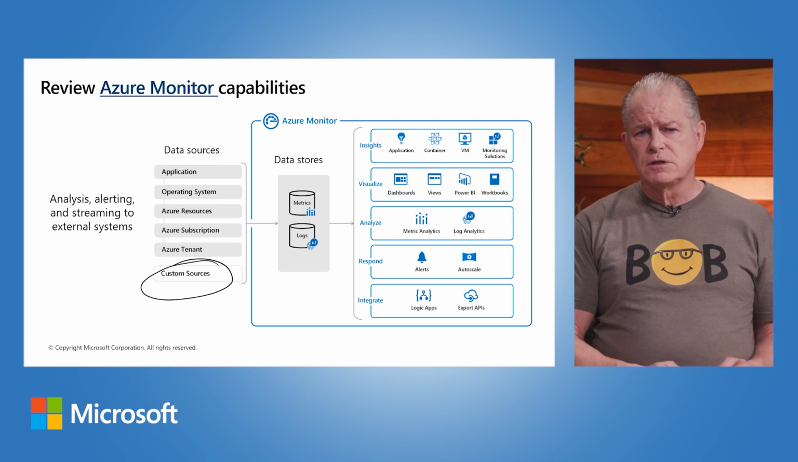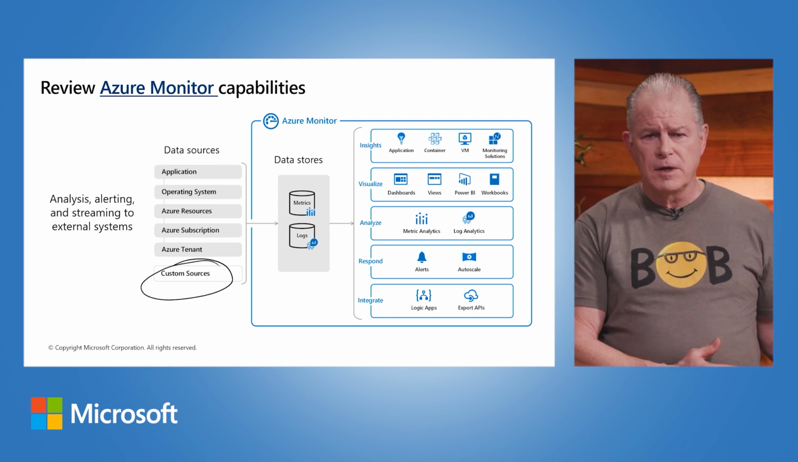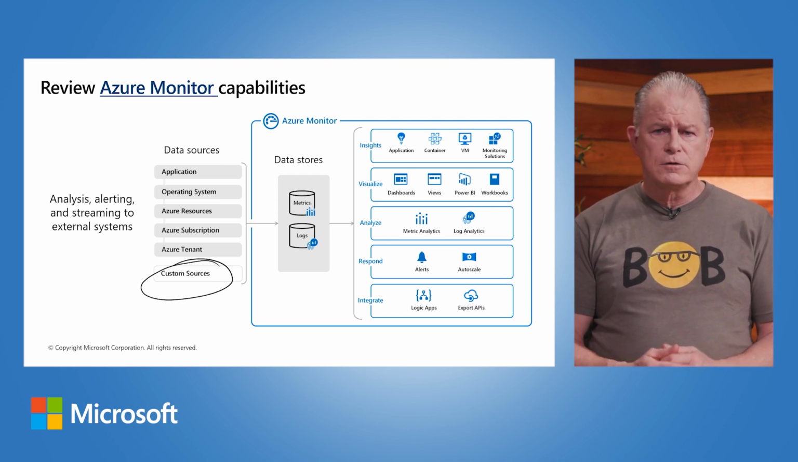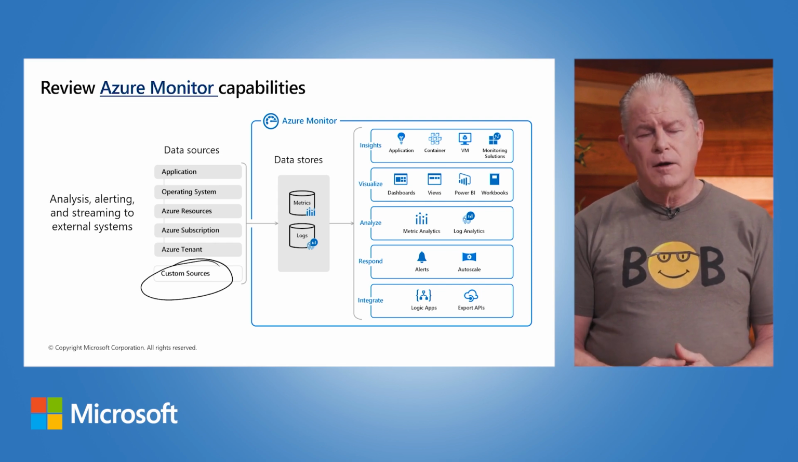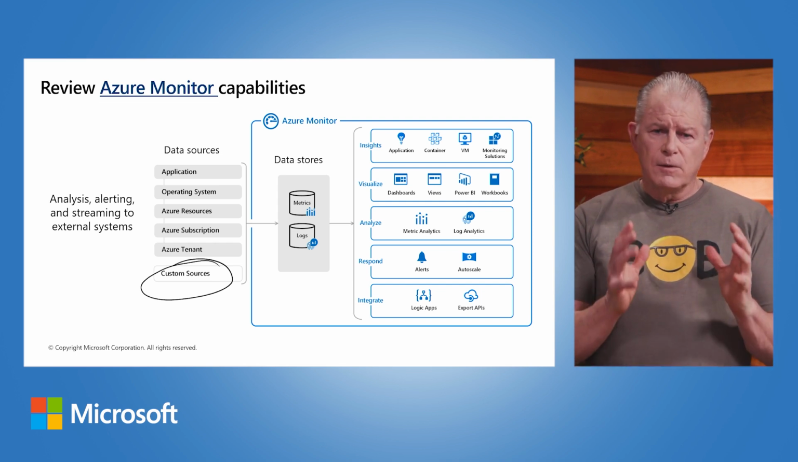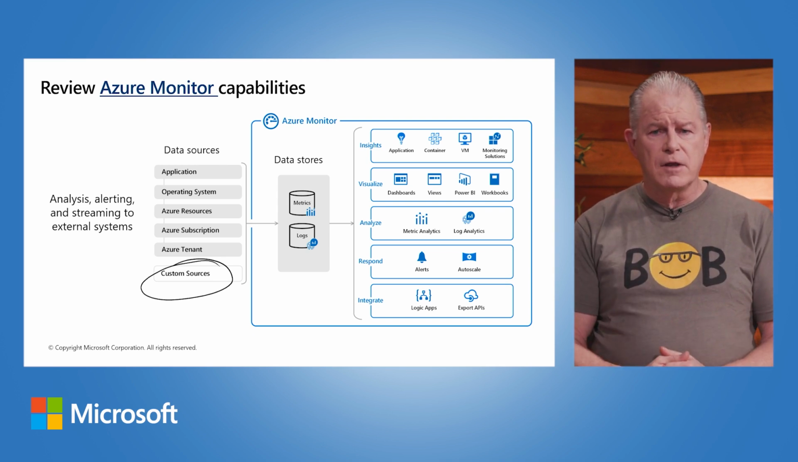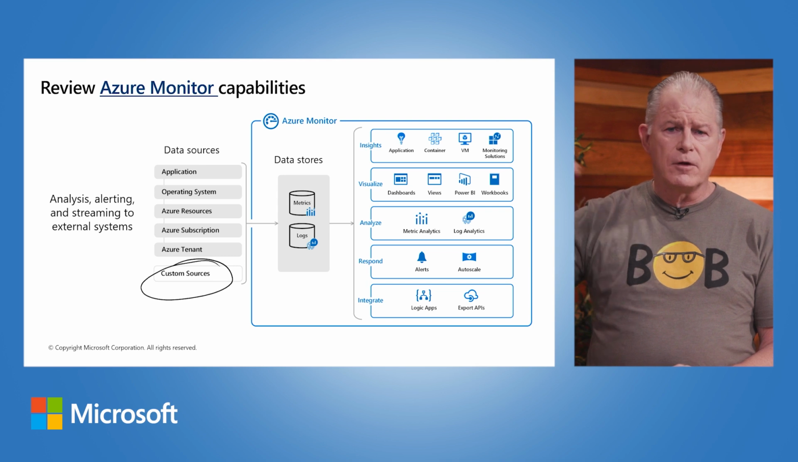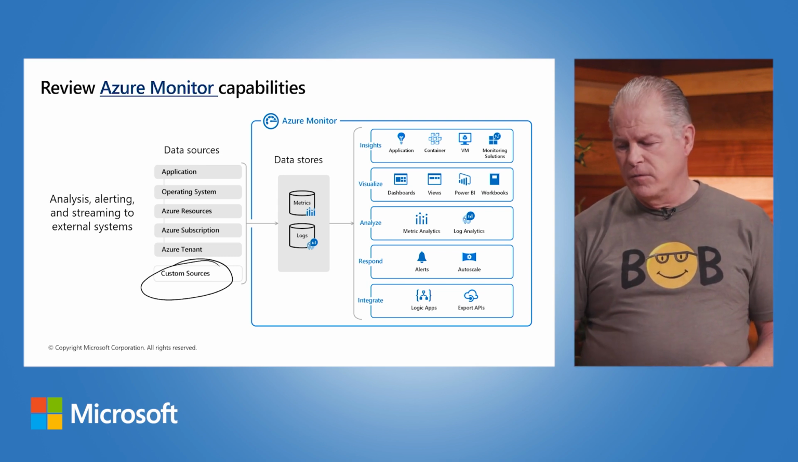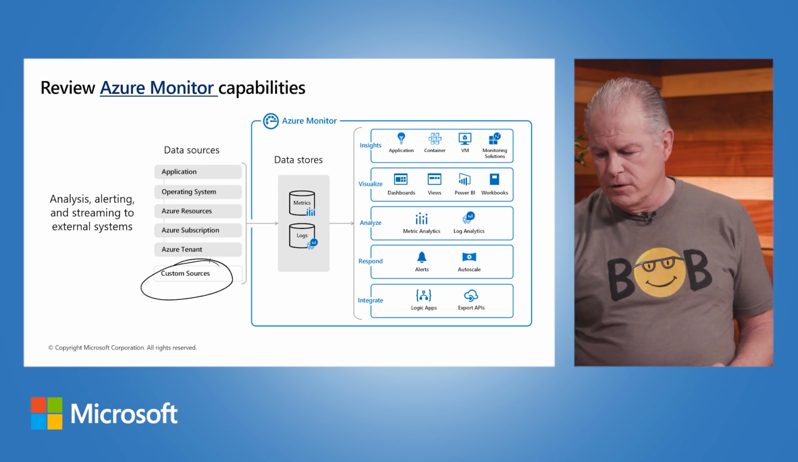So those custom sources, we can take all of your on-premises information and move it into Azure Monitor. Our term is a single pane of glass. In a single pane of glass, you can get all of your monitoring services in one place. You can bring in information from other cloud providers. So those custom sources are available for you.